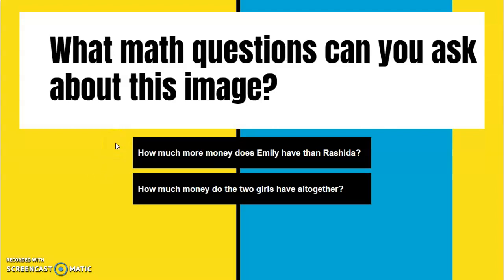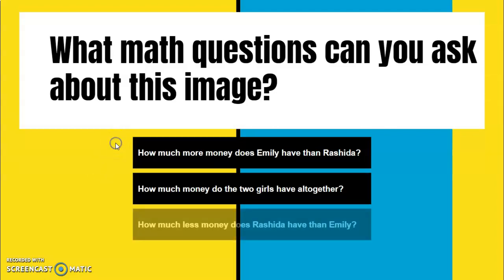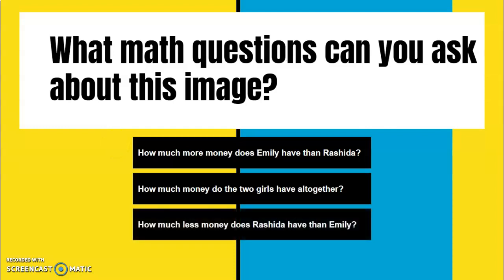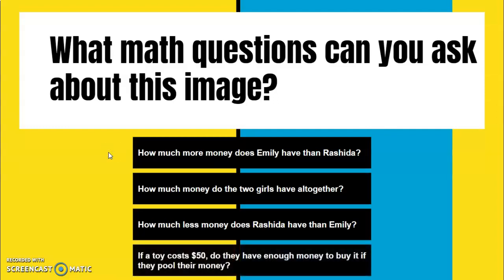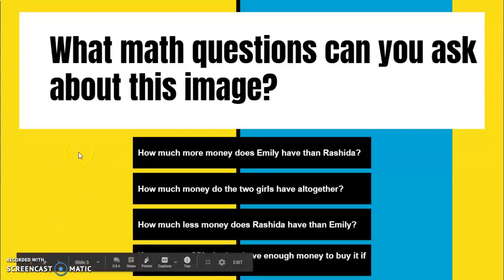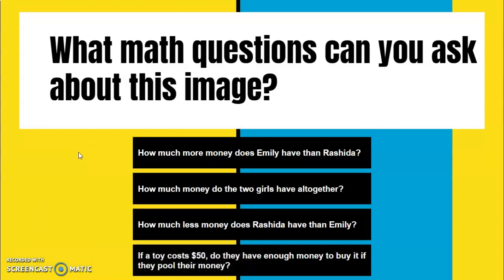Keep in mind you don't have to answer these, but how much less money does Rashida have than Emily? And if a toy costs $50, do they have enough money to buy it? If they pool their money. So if they put their money together, do they have enough money to buy the $50 toy?